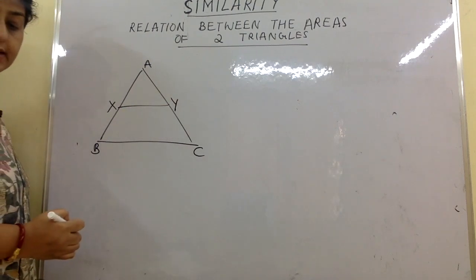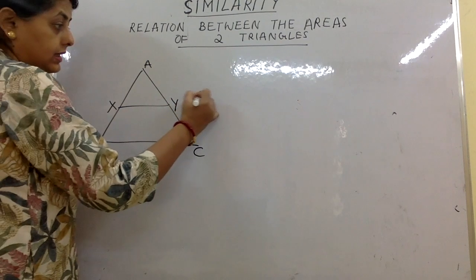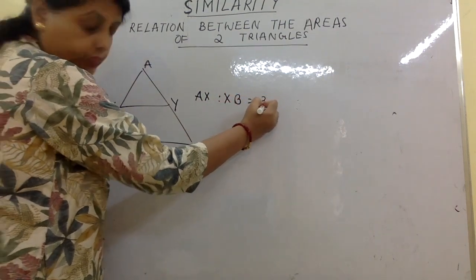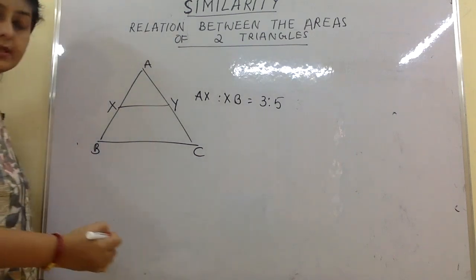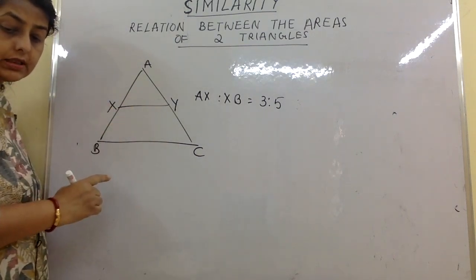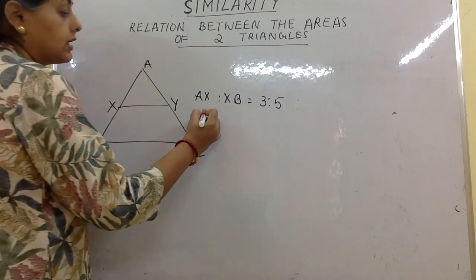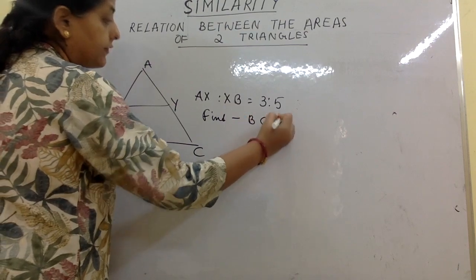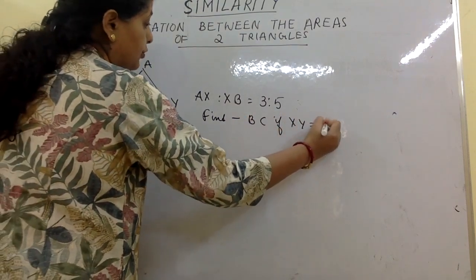Okay. Then they are saying AX is to XB is equal to 3 is to 5. AX is to XB is 3 is to 5, that is given. Find the length of BC if the length of XY is 18. Okay, what do we have to find? We have to find BC if XY is equal to 18.